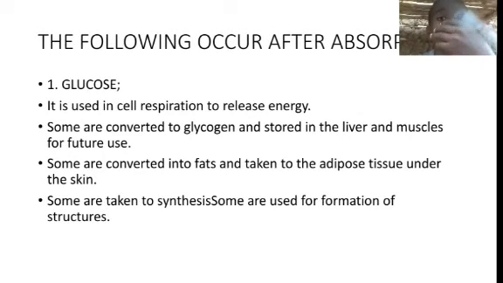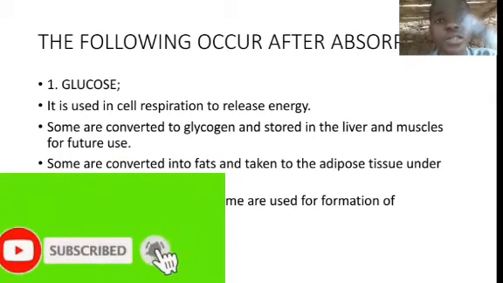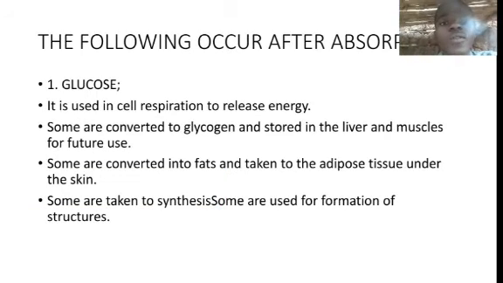After absorption, the glucose is used in cell respiration to release energy. This energy is the one that you always use, because when you are working, you have to use energy, and that energy comes from the glucose that has already been absorbed into the bloodstream. Also, some is converted to glycogen and stored in the liver and muscles for future use. The insulin hormone converts glucose into glycogen, because when glucose is in excess, it is converted into glycogen so that it can be used in future.